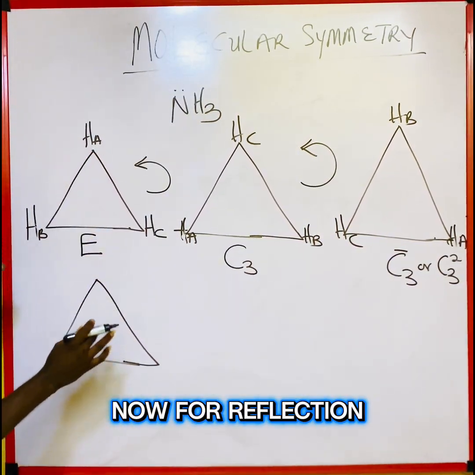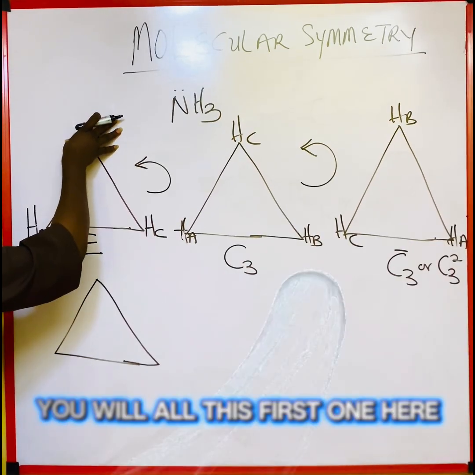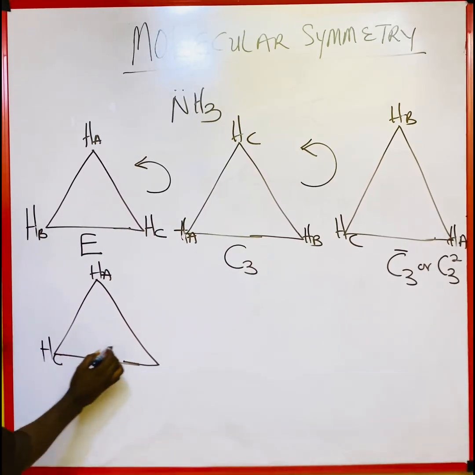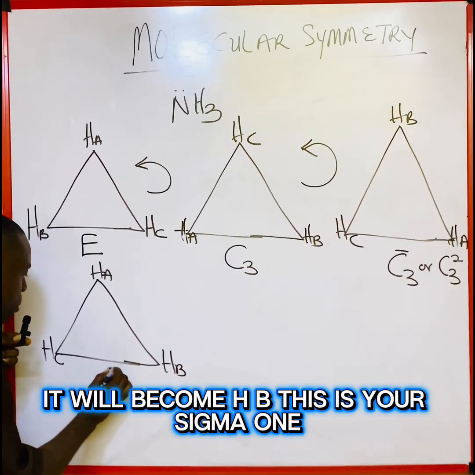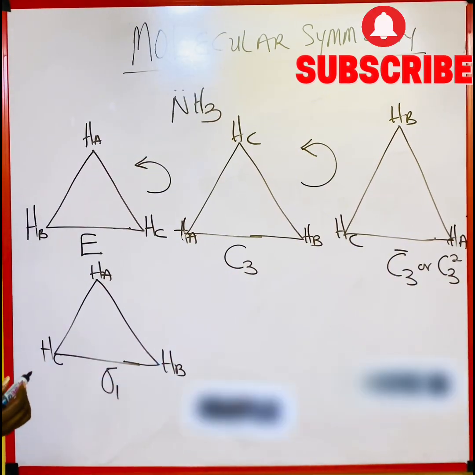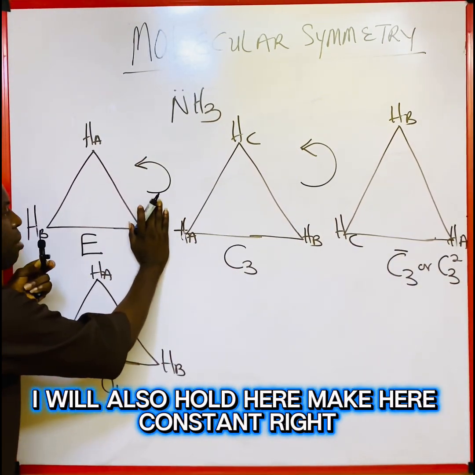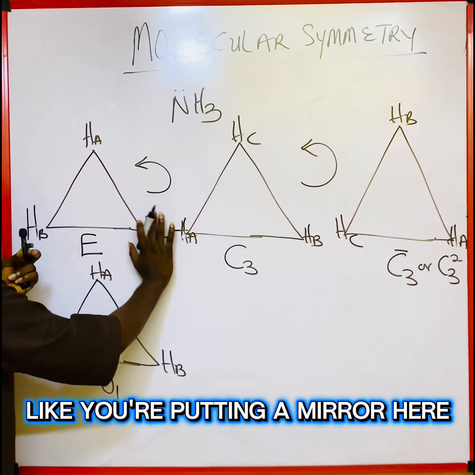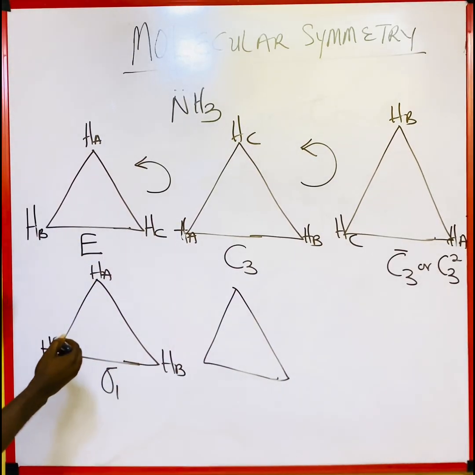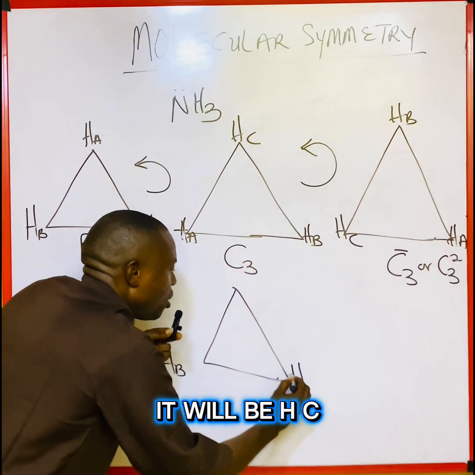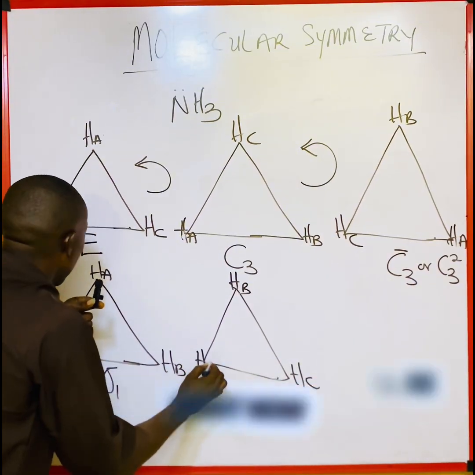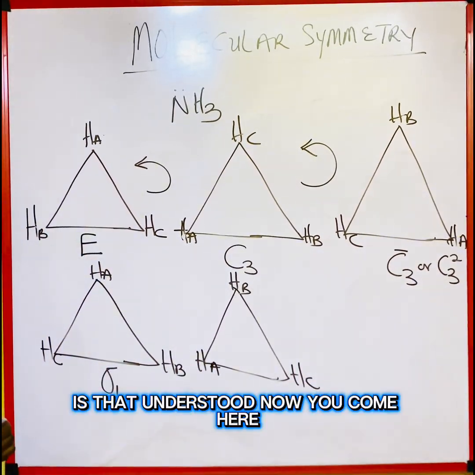Now, for reflection, you take this first one here, then you reflect it here. So if here is HA, I will reflect it here, it becomes HC, and here becomes HB. This is your sigma 1. Is that understood? What I will simply do is hold this one constant, like you are putting a mirror here. This will be reflected here. Because this is kept constant, here will be HC. This will come here, this will come here. So here will be HB, and here will be HA.